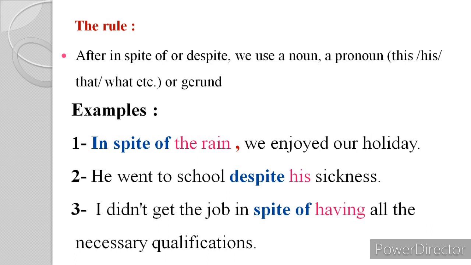I didn't get the job in spite of having all the necessary qualifications. Having here is a gerund. I told you, gerund means a word that ends with an ing form. When a word ends with an ing form, we call it in English a gerund. Okay? So let's see an activity.